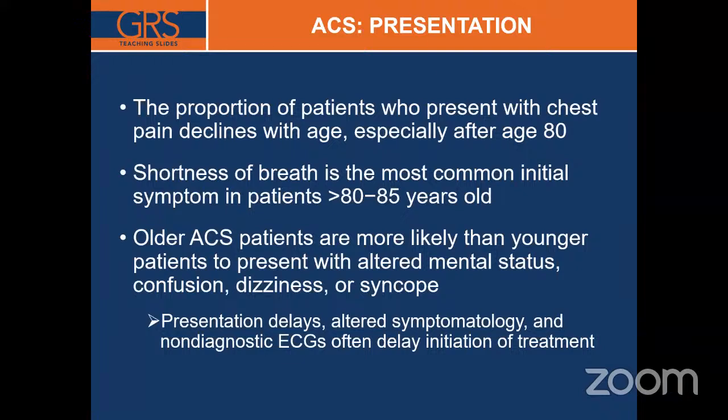Okay, the proportion of patients who present with chest pain declines with age. For the elderly, they often present with atypical angina. They don't present with the typical chest pain that is substernal, crushing, radiating to the jaw. The most common presentation is shortness of breath. So they could present with shortness of breath, nausea, and vomiting. Sometimes they present with epigastric pain. So it is very important to have a high degree of suspicion, because this atypical presentation results in delay in diagnostic tests and delay in initiation of treatment.